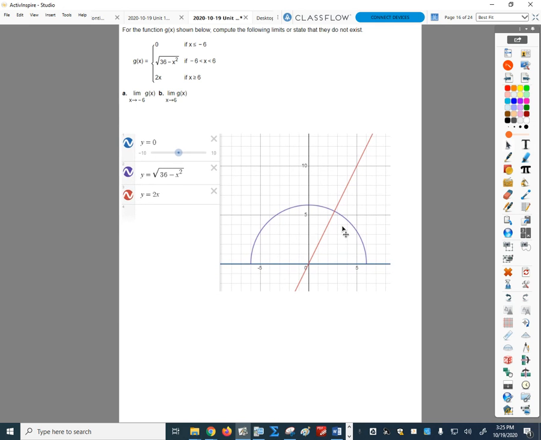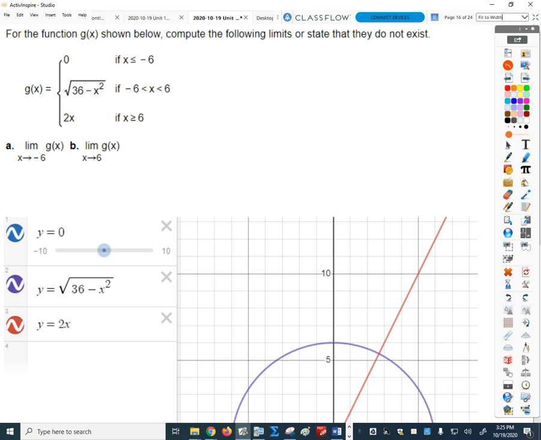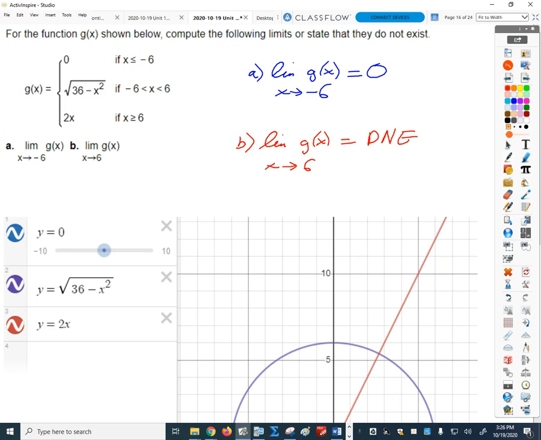You could also just do this one analytically, right? You could just do this by taking one-sided limits in the piecewise function. But on this part, we were just looking for some technological shortcuts. So A is 0, and B doesn't exist.